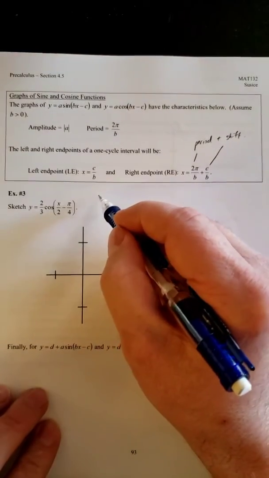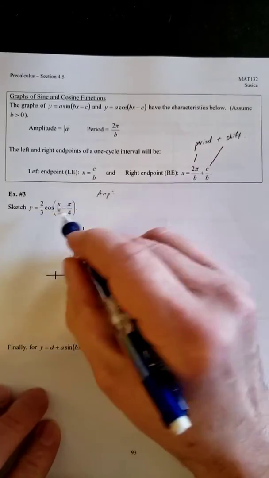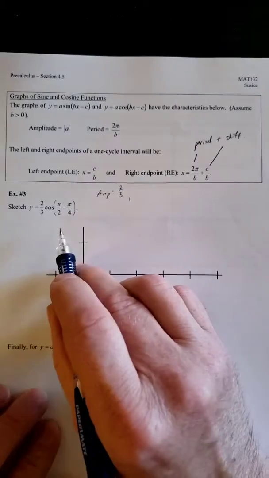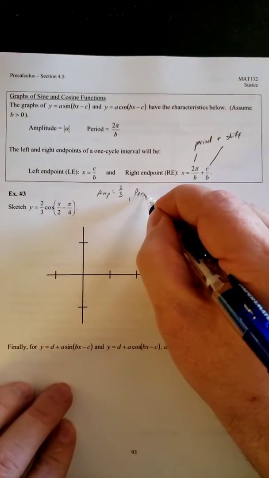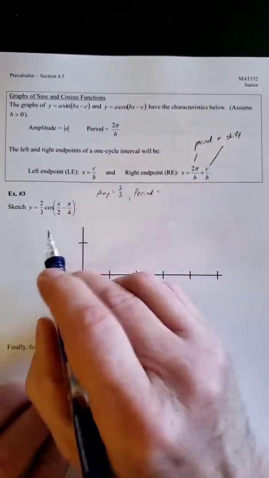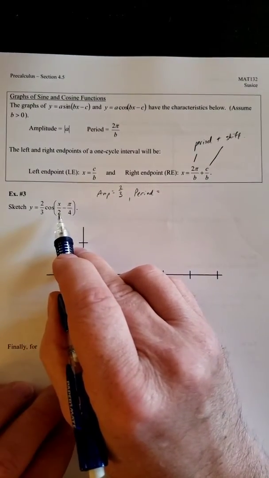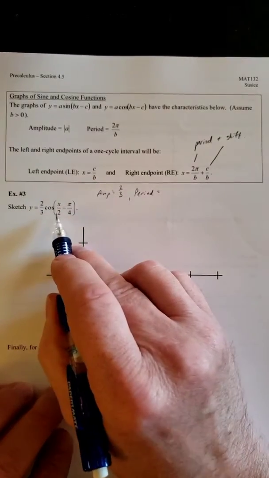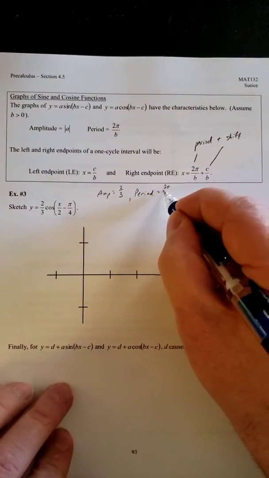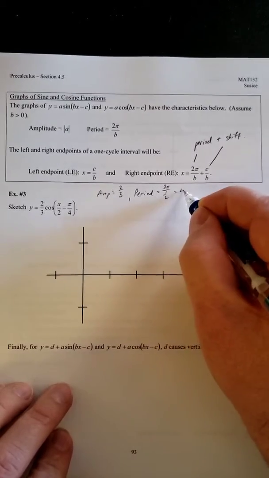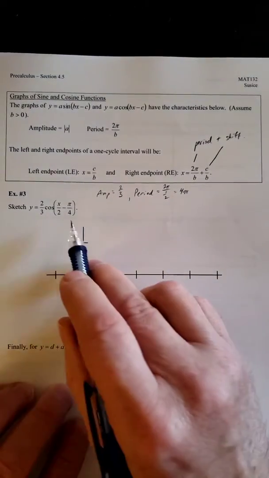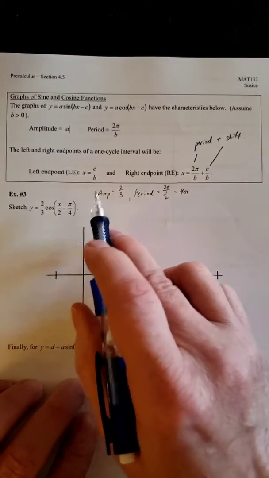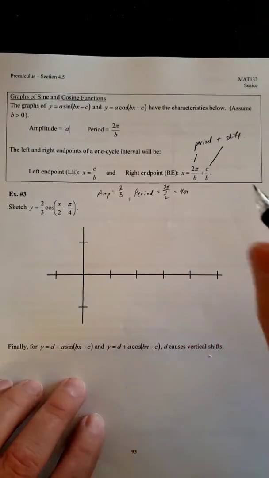So now let's break down what we have. For this one here, we're going to have an amplitude, and that's going to be your number in front, so that's 2/3. We're going to have our period. In this case, x over 2, remember that's going to give you a b value of 1/2. So 2 pi over 1/2, which we already showed before, was equal to 4 pi. And now we have our shift. Because it's minus, our value of c is technically positive, so it's going to be shifted to the right.